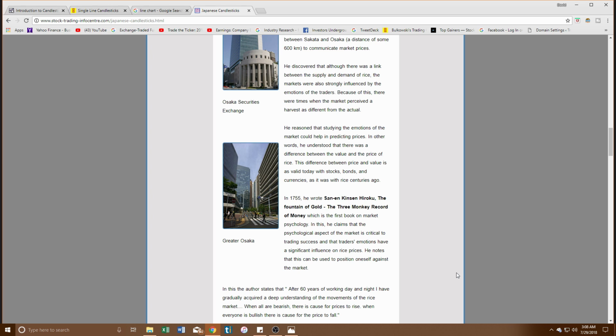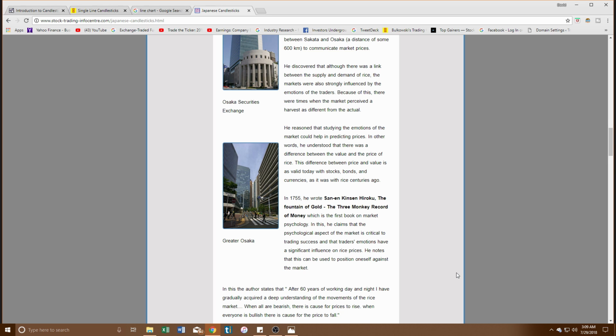Because of this, there were times when the market perceived a harvest as different from the actual. He reasoned that studying the emotions of the market could help in predicting prices. In other words, he understood that there was a difference between the value and the price of rice. The difference between price and value is as valid today with stocks, bonds, and currencies as it was with rice centuries ago.